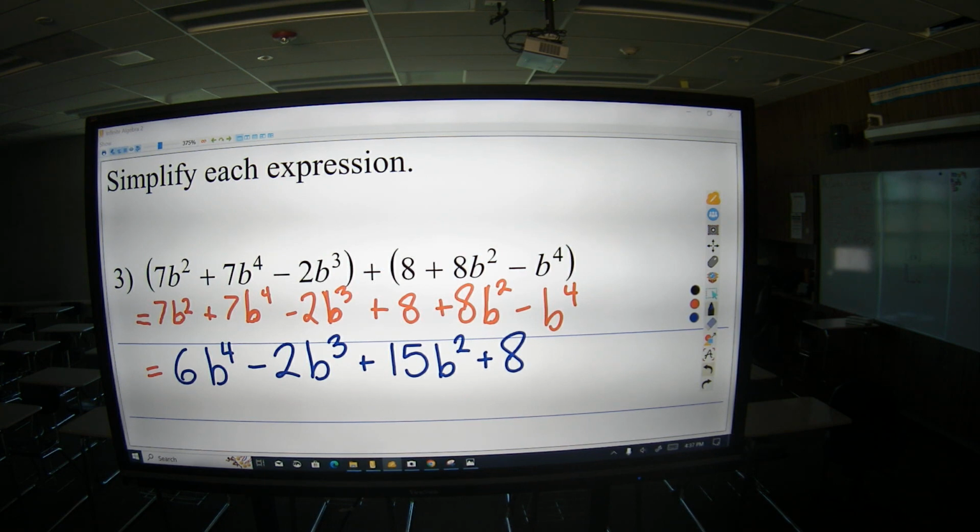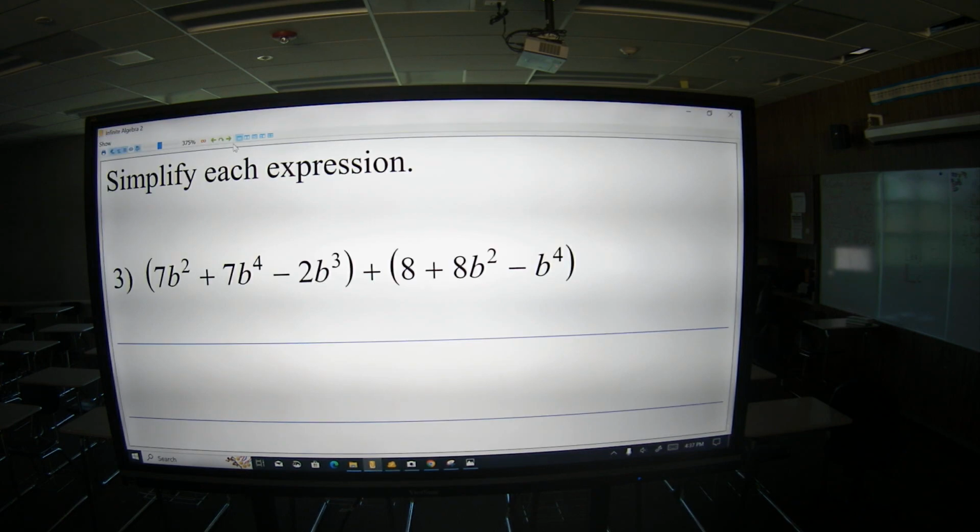So if you see a plus in between two parentheses, we can go ahead and drop the parentheses and just combine the terms as needed. Okay, so notice nothing inside of here changed its sign at all. All we did was drop the parentheses and copy what was inside. All right, so now for the next one, we're going to take a look at number 4, where we actually have a subtraction example.